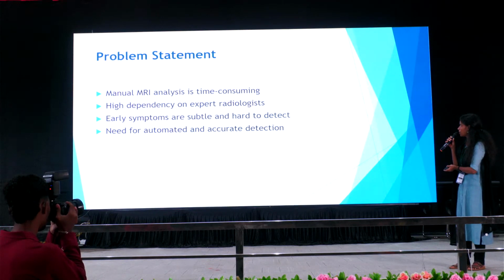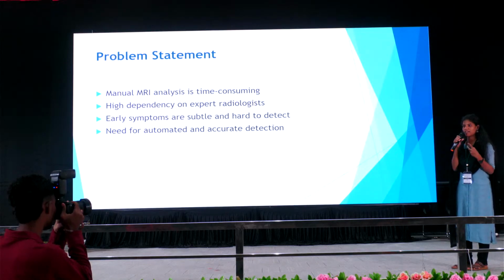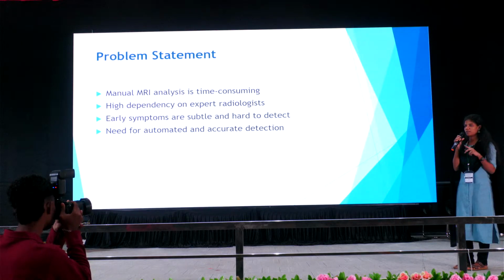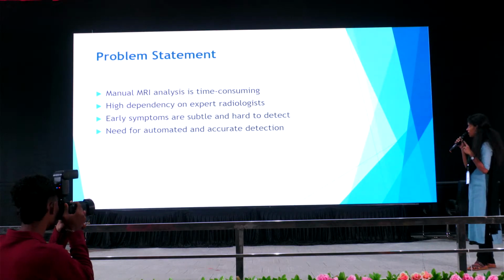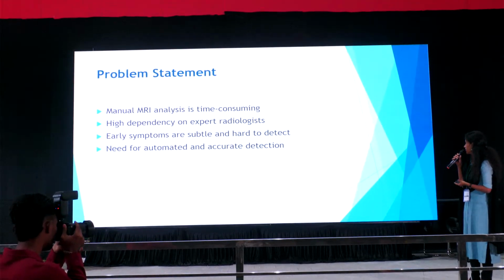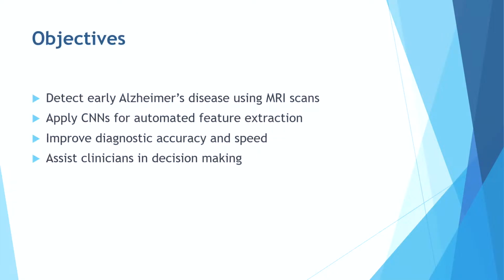Manual MRI analysis takes time to determine whether a patient has Alzheimer's disease, and it is very difficult, because only expert radiologists can find it. Early symptoms are subtle, so we may not consider it to be Alzheimer's disease. It is easy to miss and hard to detect. The goal is to detect early Alzheimer's disease using MRI scans.